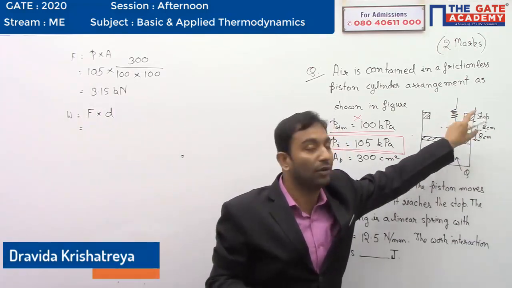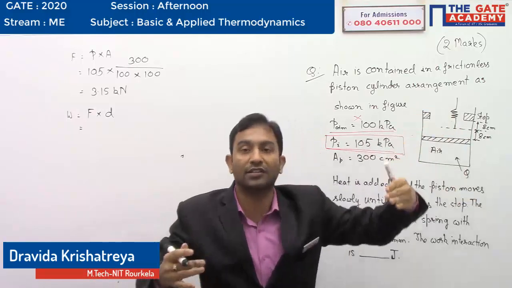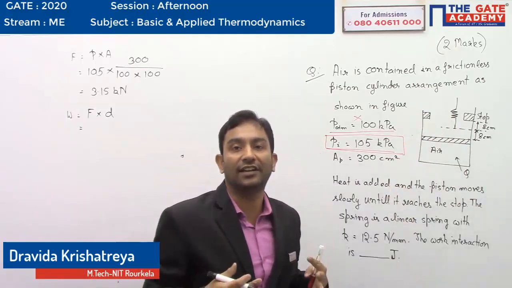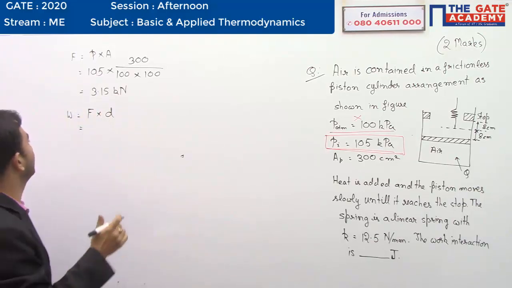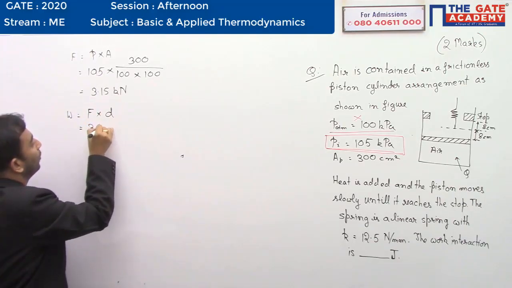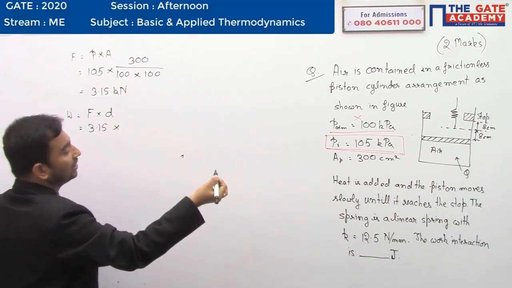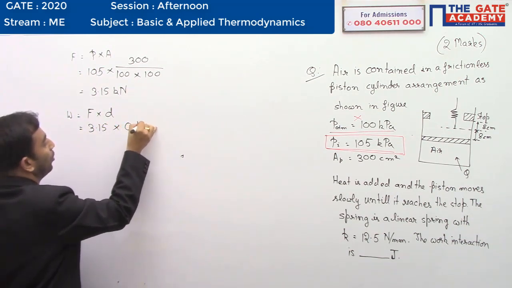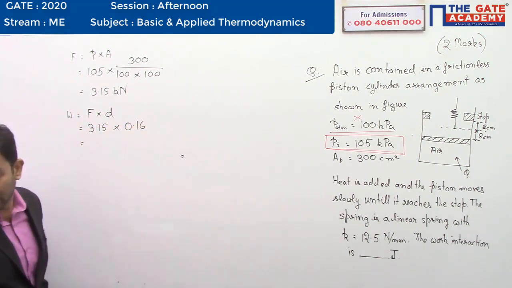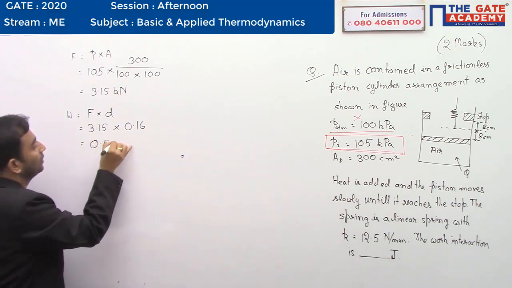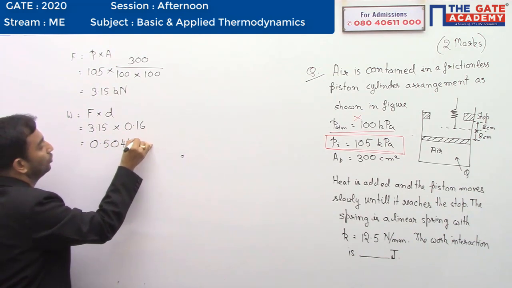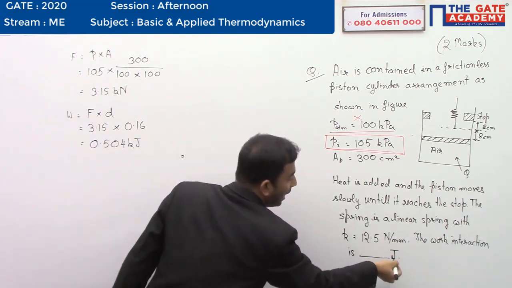That means this will move through a distance of 16 centimeter. So we know work is given by force into distance. So 3.15 into 16 centimeter, which will be 0.16 meter. So the work done will come as 0.504 kilojoule.